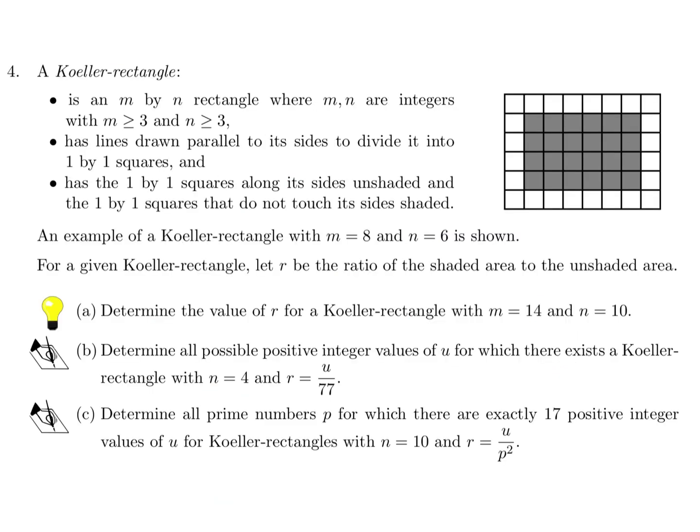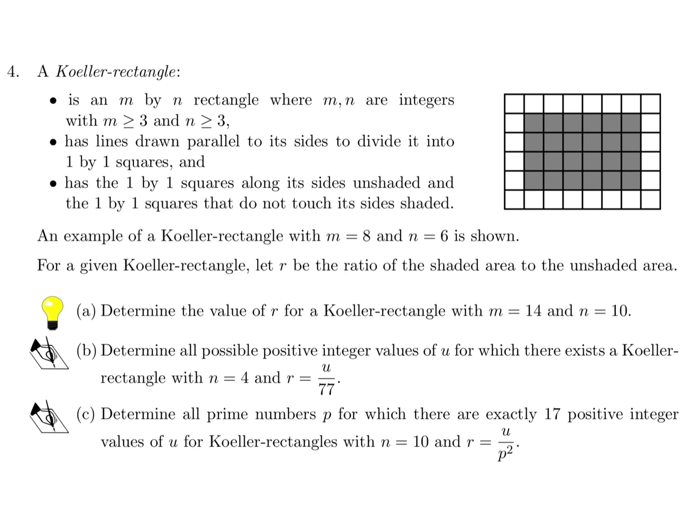A polar rectangle is an m by n rectangle where m and n are integers and m is greater than or equal to 3 and n is also greater than or equal to 3. It has lines drawn parallel to its sides to divide it into 1 by 1 squares. It has the 1 by 1 squares along its sides unshaded and the 1 by 1 squares that do not touch its sides shaded. An example of a polar rectangle with m equals 8 and n equals 6 is shown.